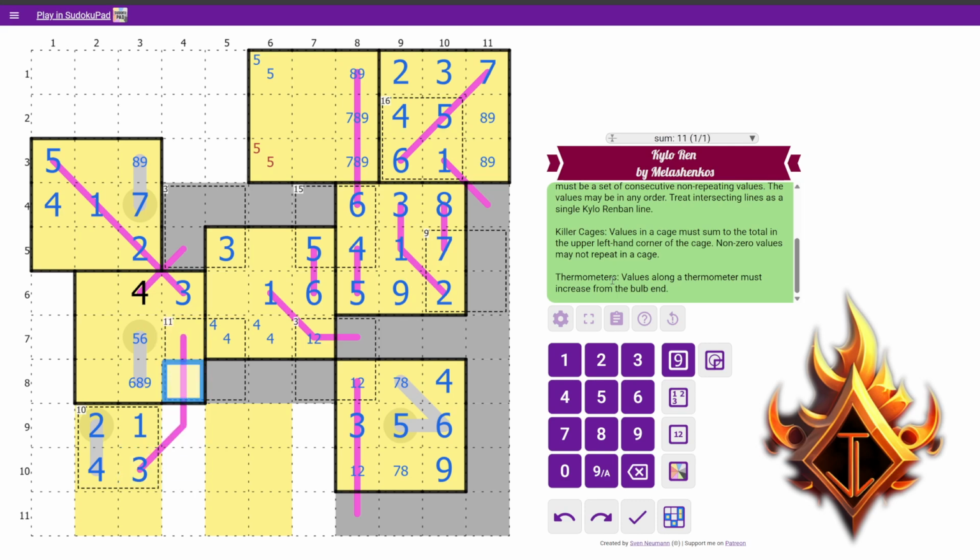Alright, if this was 1, 2, that would be 8. How else did that work? 4. It cannot go up. Or wait, yes it could. This could be 5, 2. And that could be 4. And then that would be 4. That would be a 4 yellow.